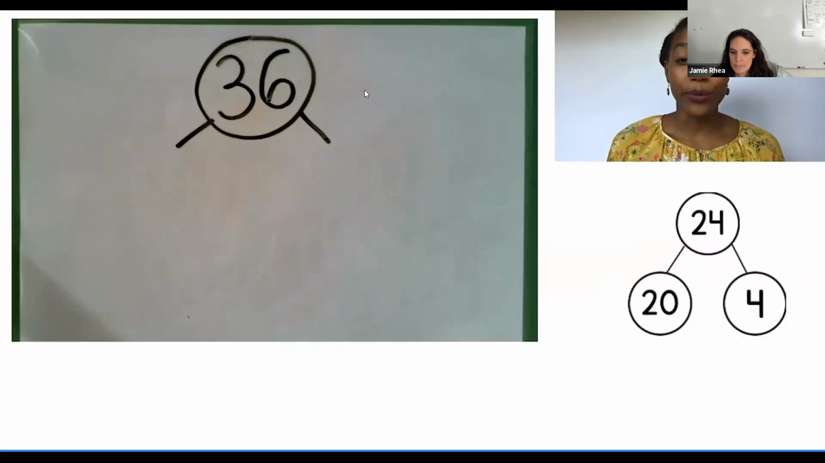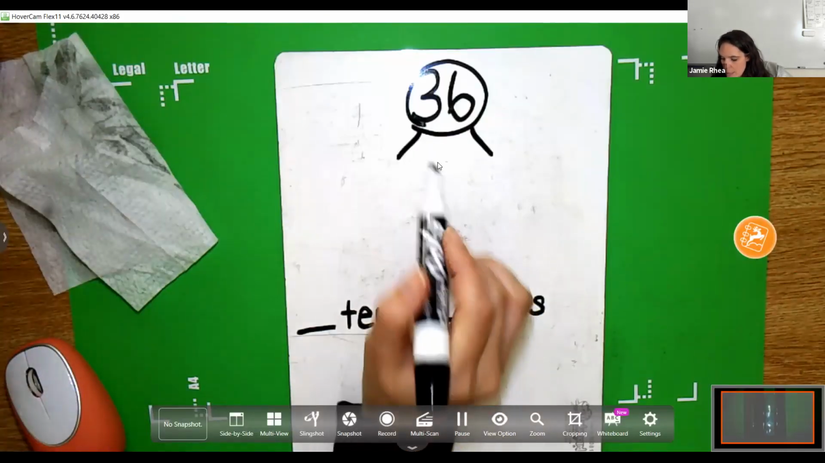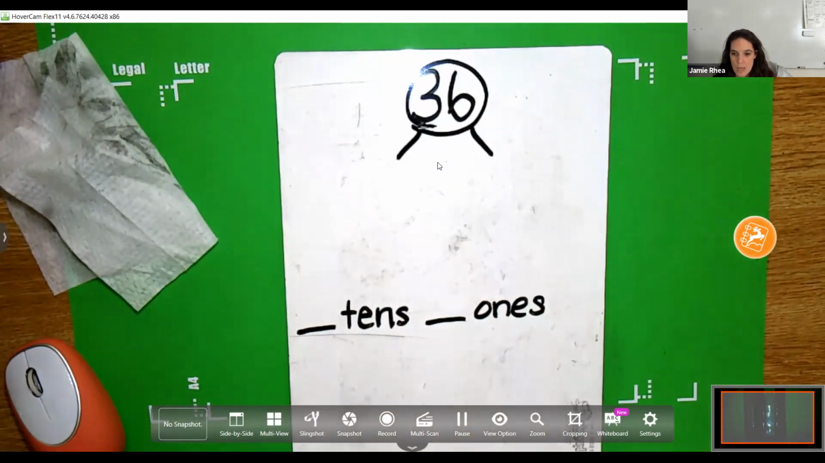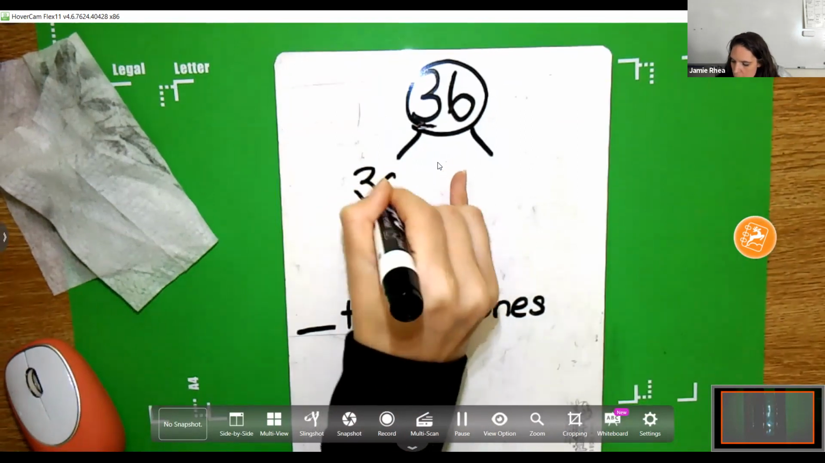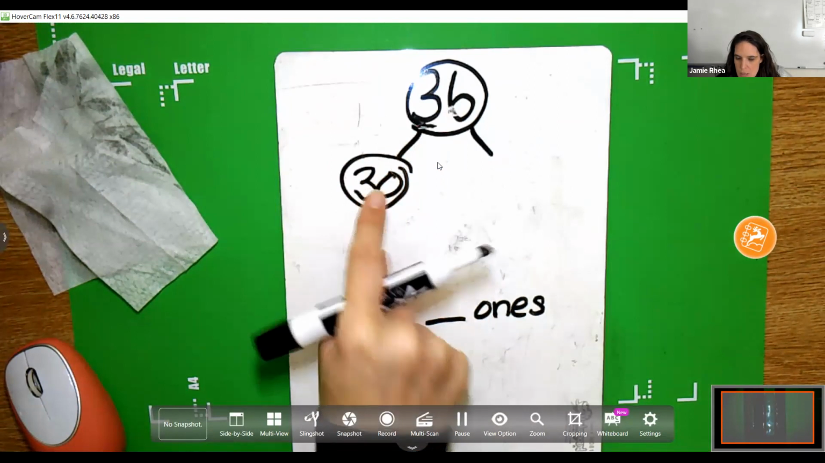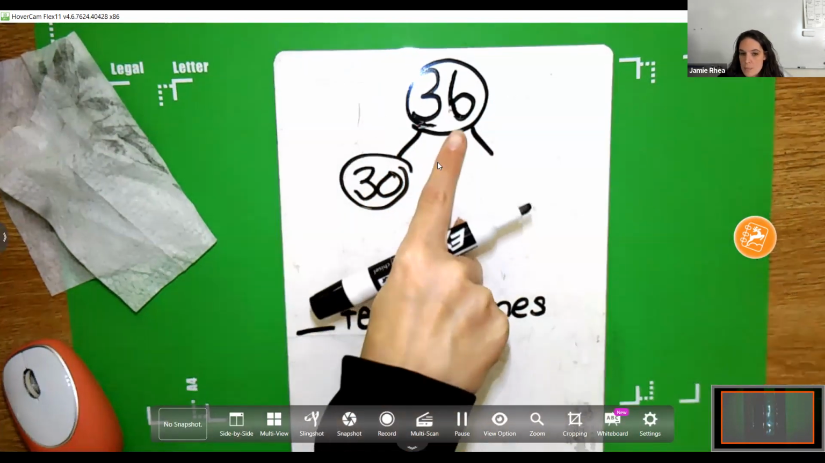So let's look at mine. Okay, so what is the value of the tens place? Here's the tens place. Remember, the value is how much it is. Okay, so if we have 3 in our tens place, we know that it's going to be 30 because 3 tens is 10, 20, 30. So we're going to put 30 right here. 3 tens is 30. Okay, now we're going to look at our ones place.